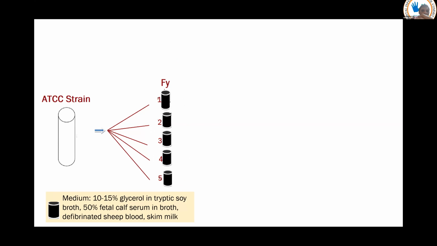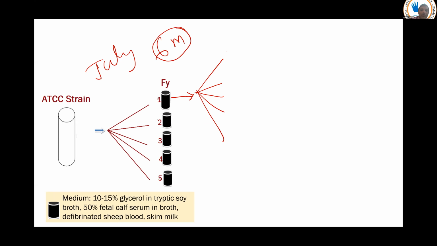Suppose you have bought the QC strain this month, that is July. The first step, after you buy the QC strain, is to make 5 subcultures into 5 glycerol broth tubes and keep them at minus 60. The second step is to prepare the monthly subcultures from one subculture. When you buy the QC strain in July, there are a total of 6 months available this year, so you can prepare 6 monthly stock cultures.